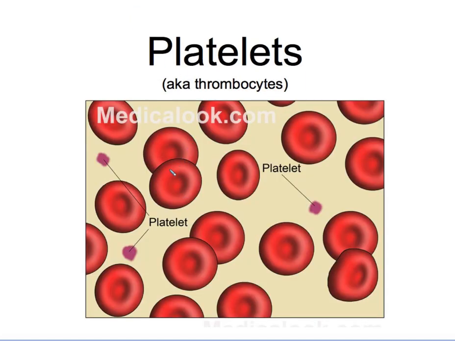So you see size comparisons here. This is a red blood cell. These are your platelets. They are very small. Even comparatively, they're very small. And so they link together and kind of sew the opening shut, essentially, is what they try to do.